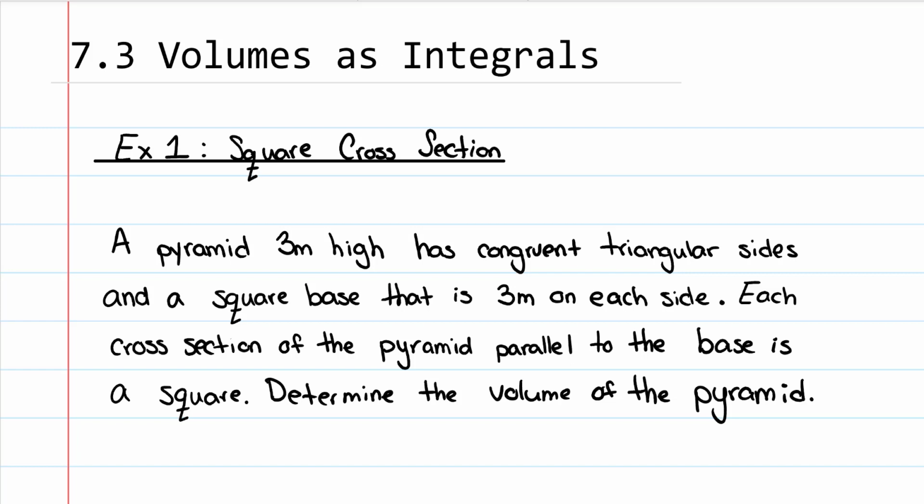Example 1. In example 1, we're going to look at shapes that have square cross-sections. A pyramid 3 meters high has congruent triangular sides and a square base that is 3 meters on each side. Each cross-section of the pyramid parallel to the base is a square. Determine the volume of the pyramid.